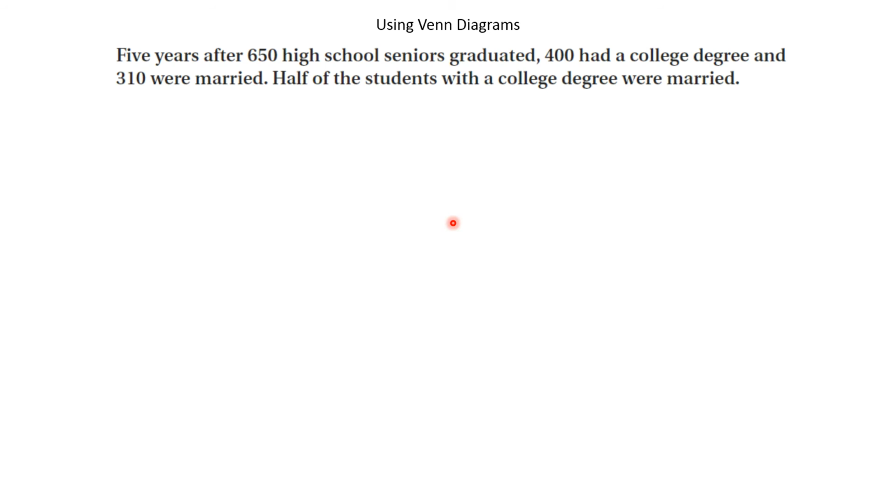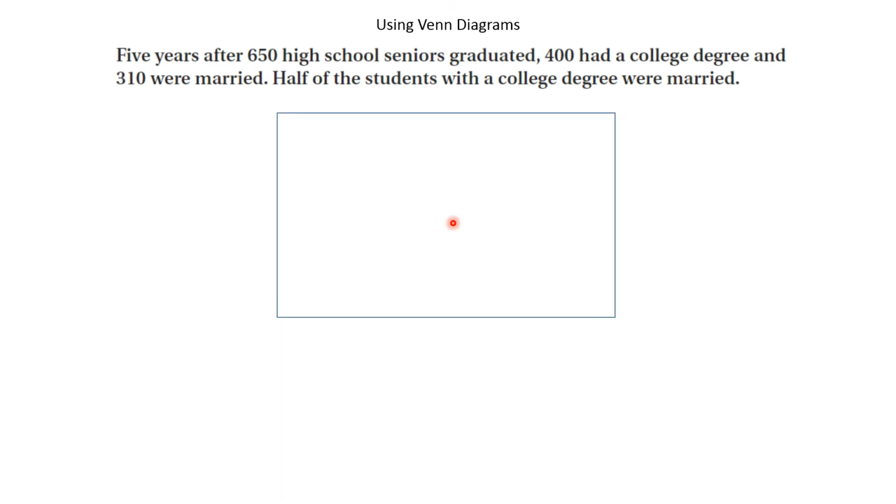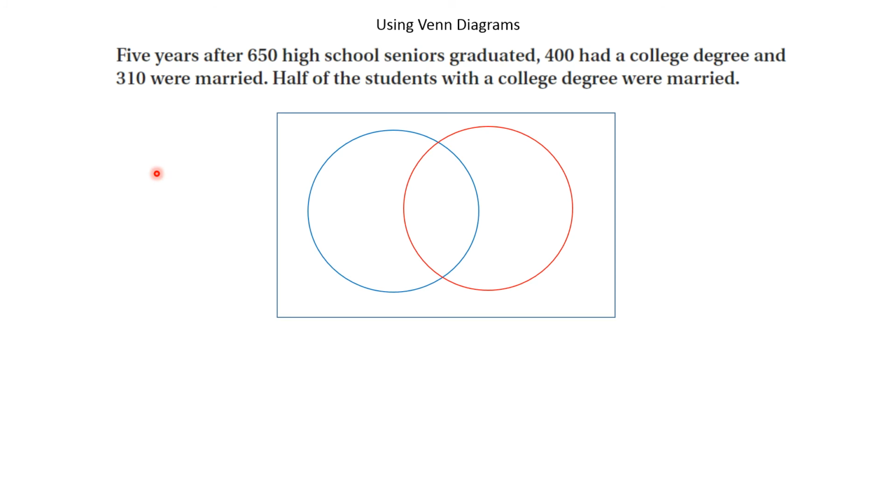The first thing we want is a box, because we need a total. The Venn diagram, the 2 circles, or possibly 3 circles, won't include everything, because there will be students who don't have a college degree and are also not married. And so those wouldn't fit in either circle. But they're important to the probability. And then we can draw our circles. We have 2, because we have 1 for college degree and we have 1 for married. And then the center is for both.